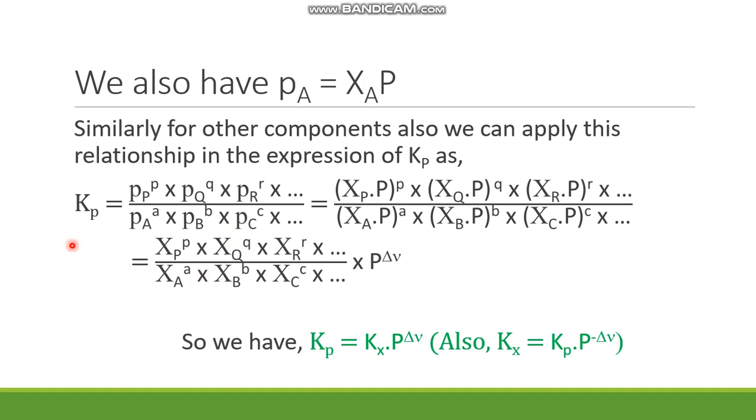So instead of that you can write Kx, and you will get the relationship Kp equals Kx into P to the power delta nu. Or in the reverse order you can write Kx equals Kp into P to the power minus delta nu, where P is the total pressure of the system.